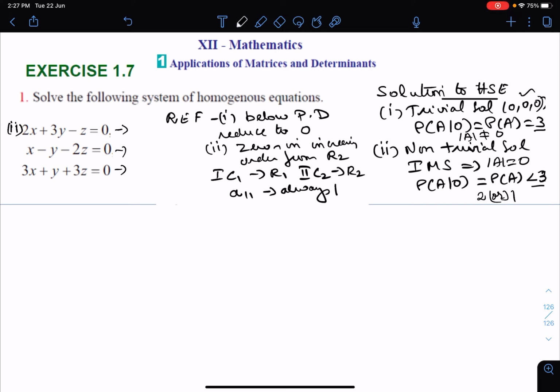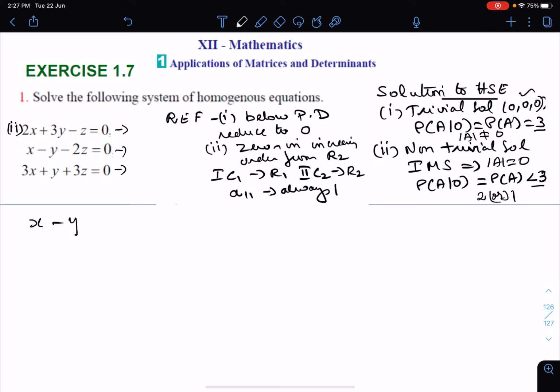For that we have to write our augmented matrix [A, O] and then reduce it to row echelon form. What is row echelon form? Below the principal diagonal you reduce all the elements to 0, and the zeros should be in increasing order from row 2. In the first column you use row 1 to reduce to 0, for the second column you use the help of R2, and the first element should always be 1. Here we have a 1 in the second equation, so I am going to write it as the first equation.